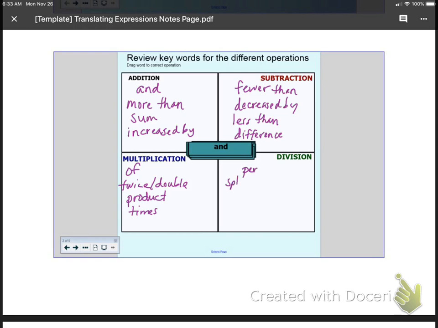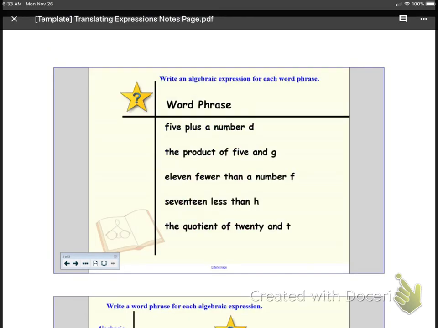When it comes to division, if you see that word "per," remember that means "for one," we've talked about that. Or if you see "split evenly," this represents division. "Quotient" is the actual math word for the answer to a division problem, and sometimes you're going to see "divided by," and that represents division as well. You have this chart now in your journal, so you'll be able to refer back to it and use that as a guide to help you when you get to translating some phrases in a little bit.